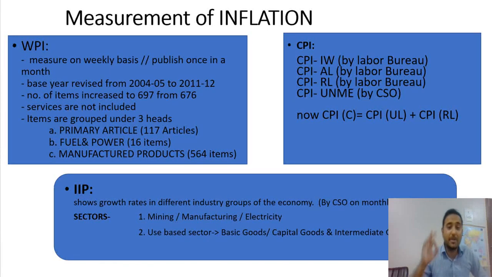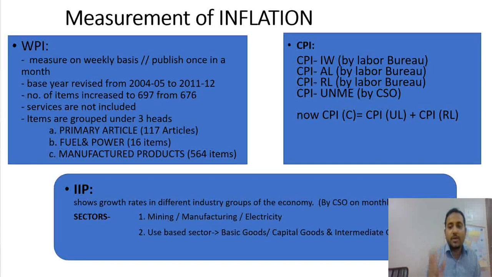This is the major problem in WPI. We are measuring only products, so we do not have services included in this WPI. Okay, but if you talk about CPI, consumer price index, it is a very good system. Why is it a good system? Because the need of an agricultural labor is different from an industrial worker, and different from a rural labor, and different from UNME. What is UNME? That you need to find out. Write in the comment box. I will definitely tell you what is UNME, but you need to find it out by yourself and write it in the comment section.